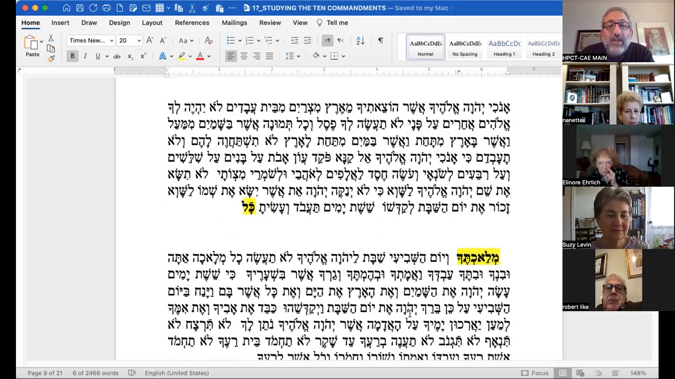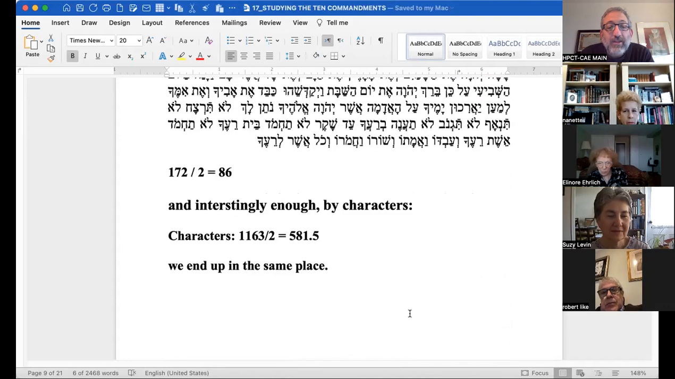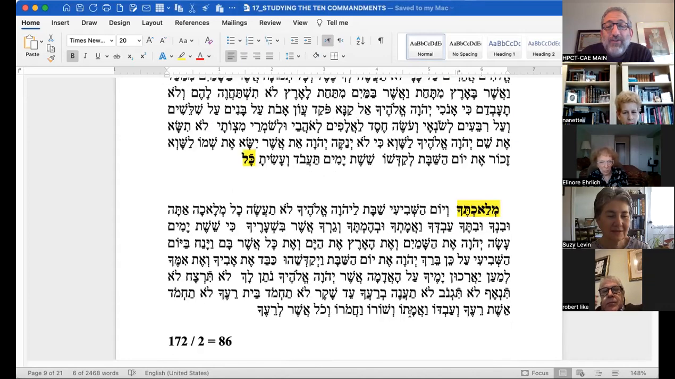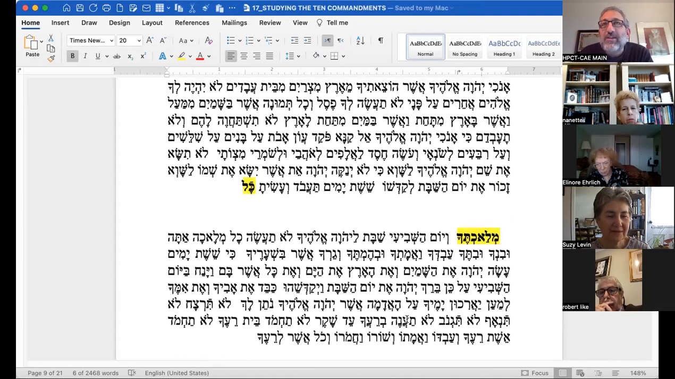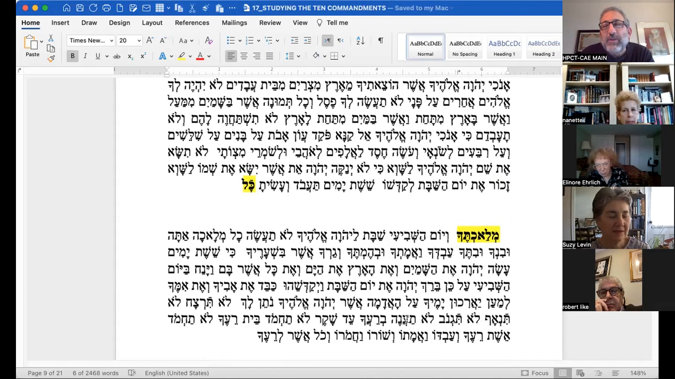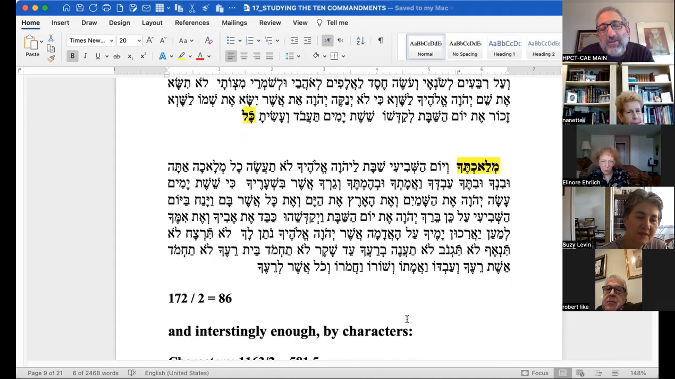So my point is that the text divides up like this, in the Shabbat, and it actually divides up not only with words but with characters. That means that the symmetry of the text is not 5 and 5 at the very least, but I have another useful handle on the text, which is that the fulcrum of the text is not the first 5 and the second 5, but the fulcrum of the text is the Sabbath.